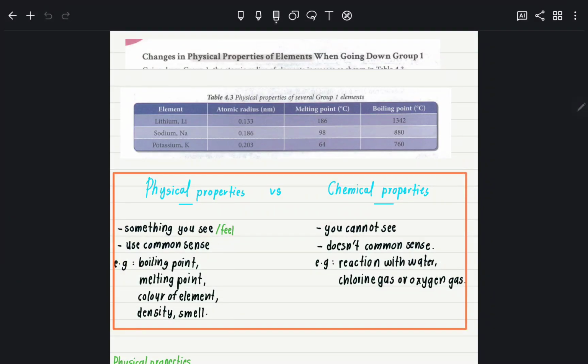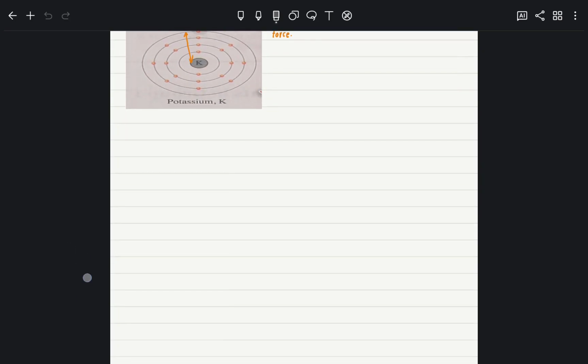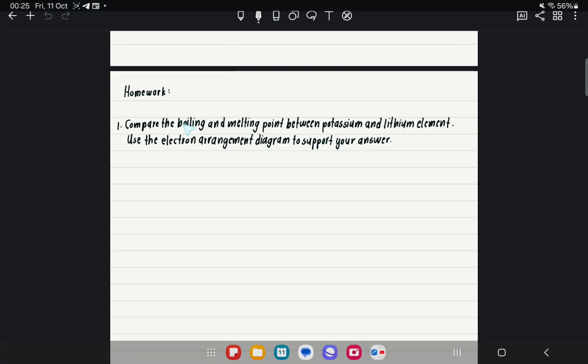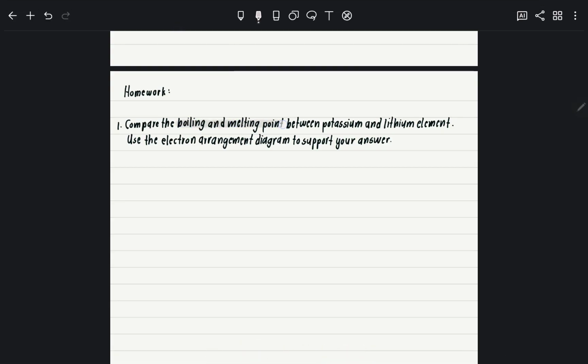So in this video, I want to continue with part 3 to answer this homework question. Okay, the question is about comparing the boiling and melting point between potassium and lithium element. Use the electron arrangement diagram to support your answer.